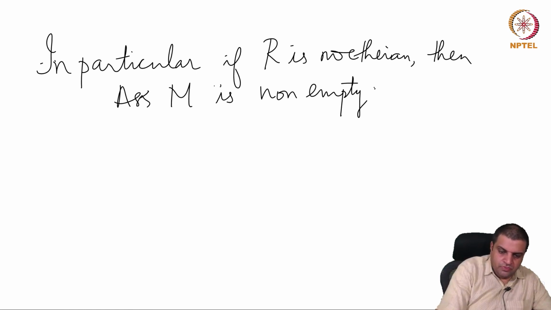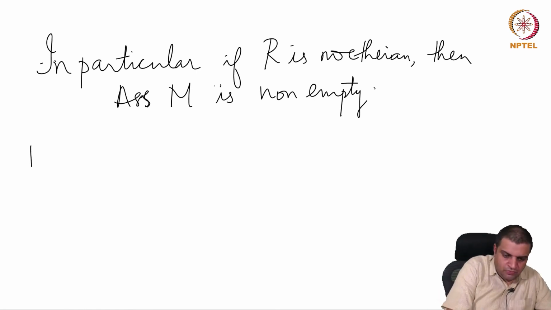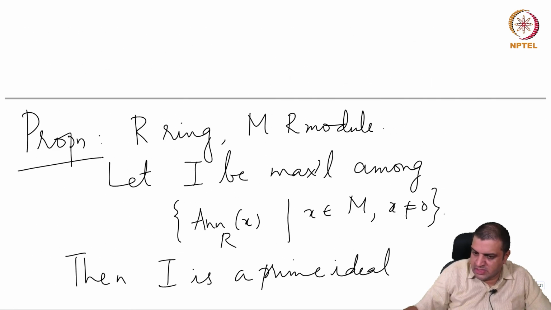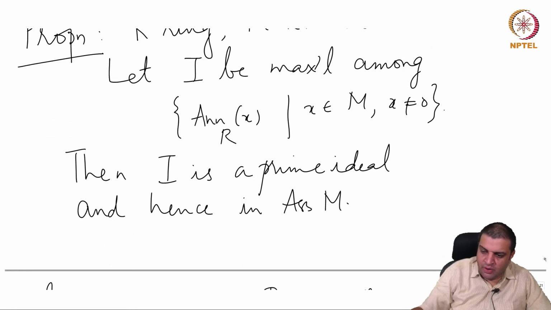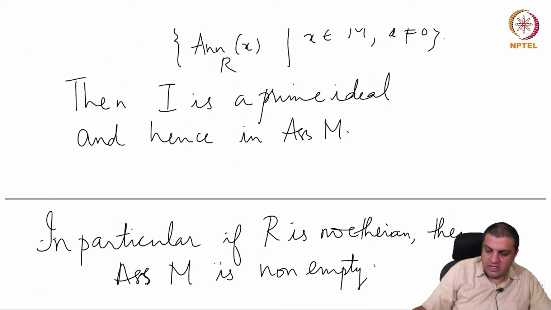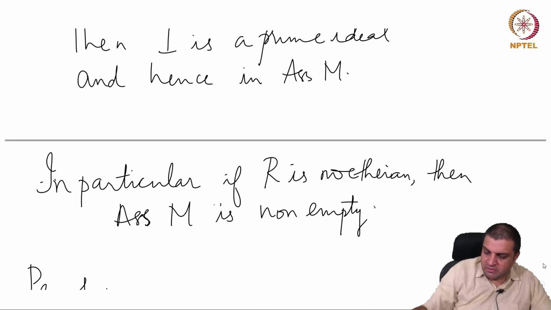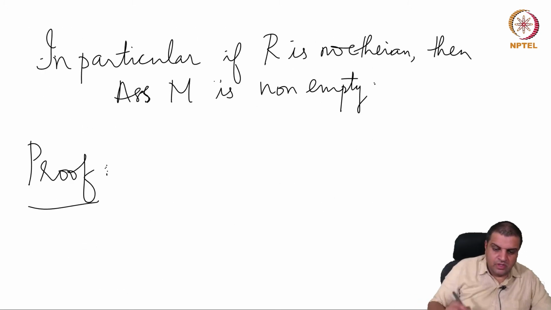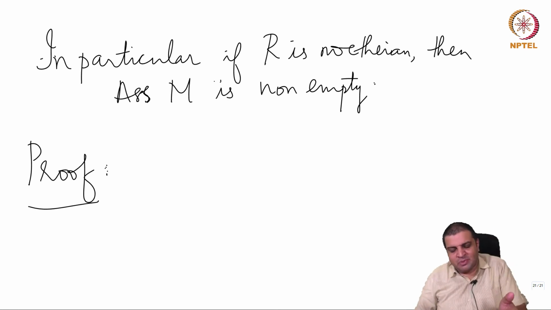Proof. The last part is an immediate consequence of the fact that any non-empty collection of ideals has a maximal element. That's a property of Noetherian rings. So the last part is immediate from the first part because R is Noetherian, and we'll just prove the first part.